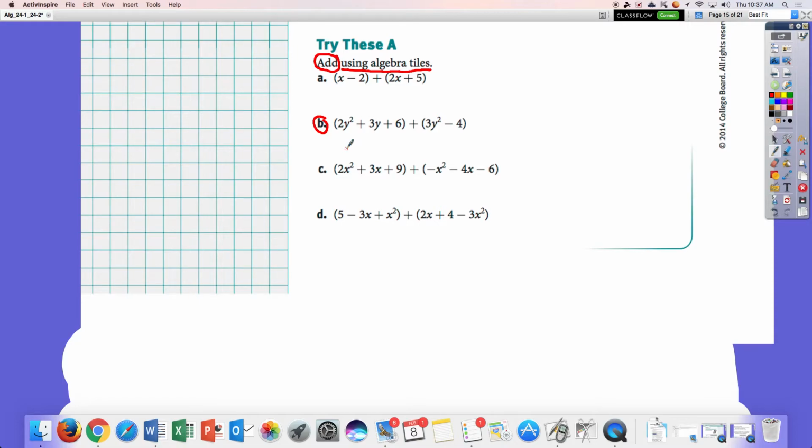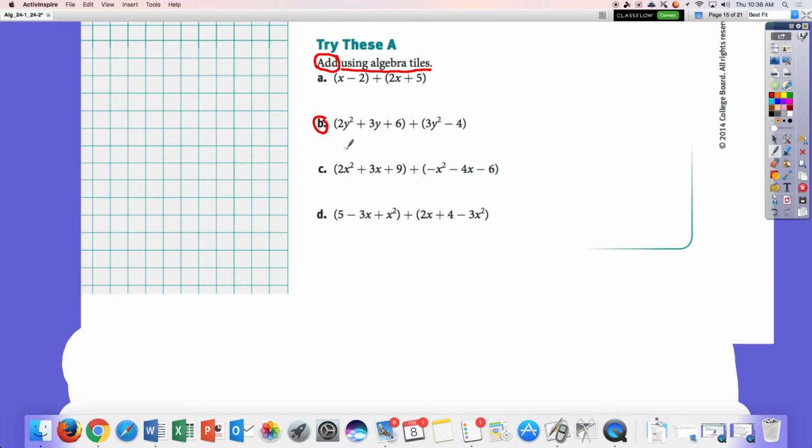One thing that's also different about letter B is that it uses y. This does not matter when it comes to algebra tiles. It can be x, y, z, p, q, r, whatever variable, but if it's squared, it's going to be the large square. If it is just x or y, it's going to be our rectangle, and constants will always be the small cubes.